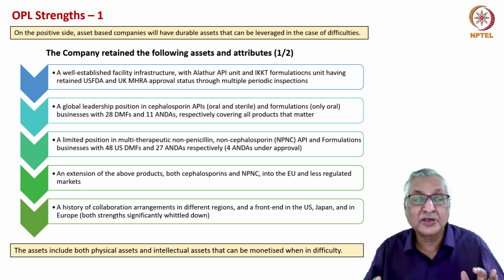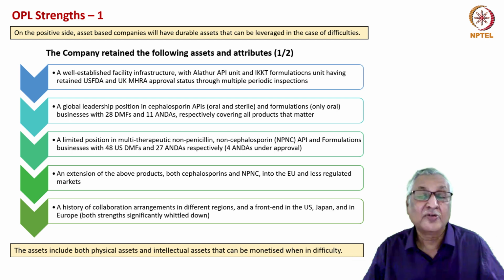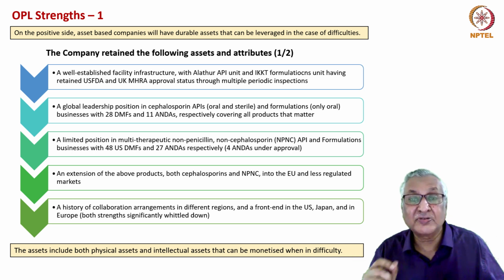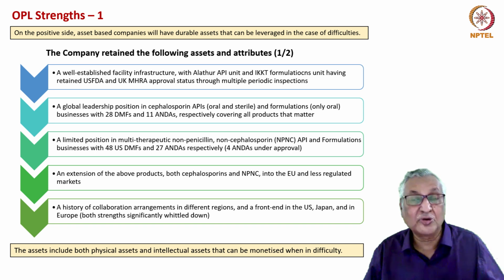A reasonably limited but important position in multi-therapeutic, non-penicillin, non-cephalosporin API and formulation businesses with 48 US DMFs and 27 ANDAs respectively. An extension of the above products, both cephalosporins and NPNC, into the EU and less regulated markets. A history of collaboration agreements in different regions with a front end in the three important developed markets. The assets include both physical assets and intellectual assets that can be monetized when in difficulty.